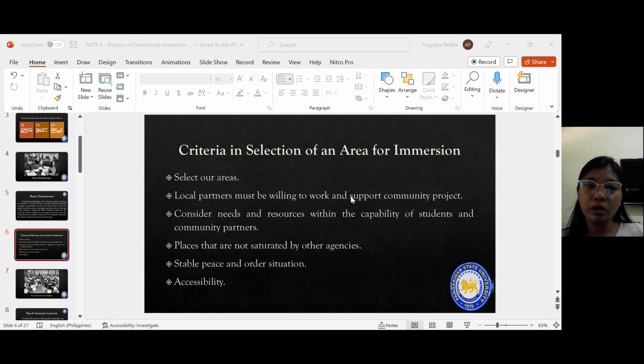Okay, consider needs and resources within the capability of students and community partners. Again, we don't encourage napakalaking pera na contribution, walang ganyan. So, donation lang or donation of your clothes, of food, yan, etc. Pag-uusapan naman natin yan. Mga old clothes din yun na pwedeng i-donate sa mga badya, old sleepers, etc. Ayan.